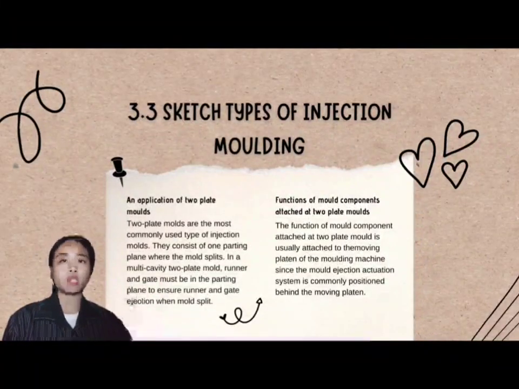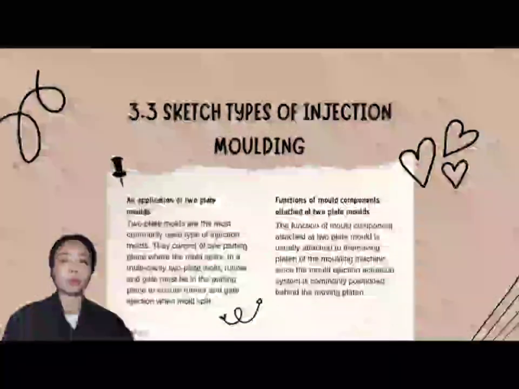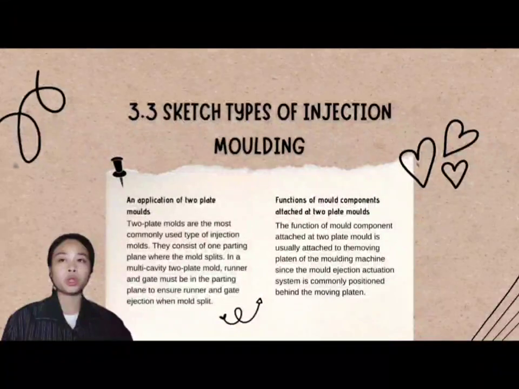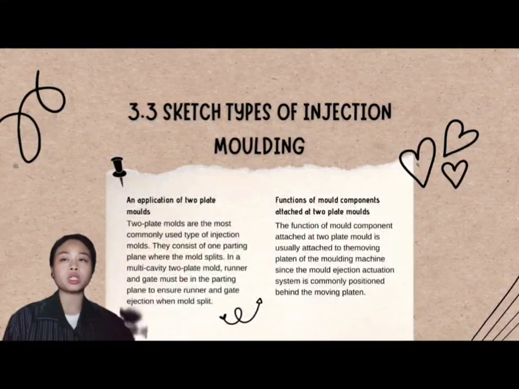Functions of mold components attached to a two-plate mold. The mold components are usually attached to the moving platen of the molding machine, since the mold ejection actuation system is commonly positioned behind the moving platen.